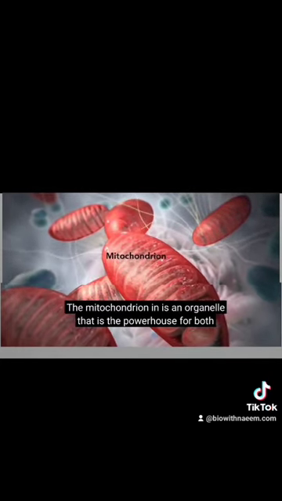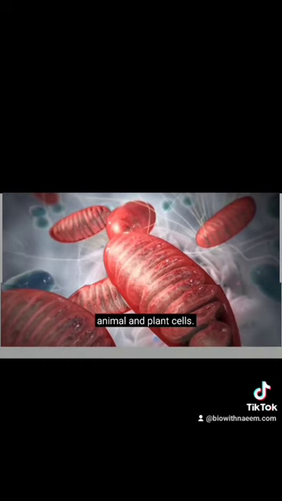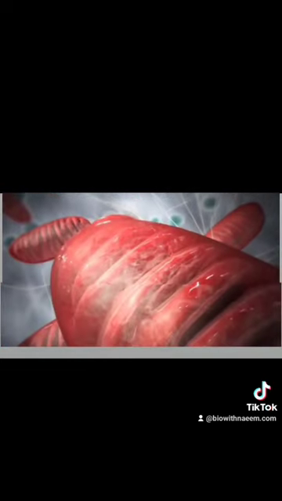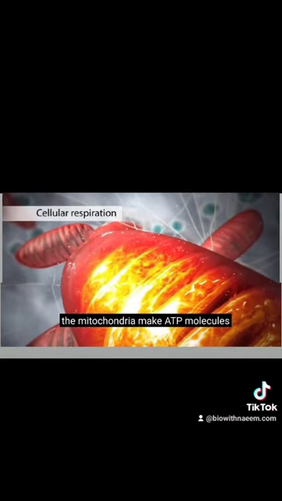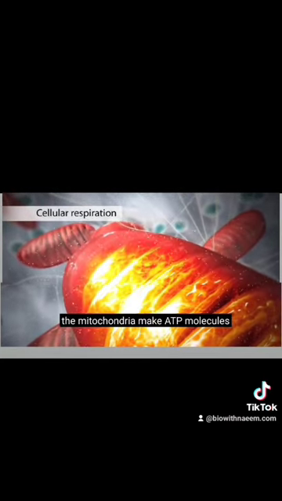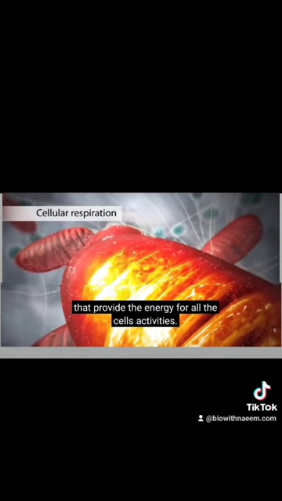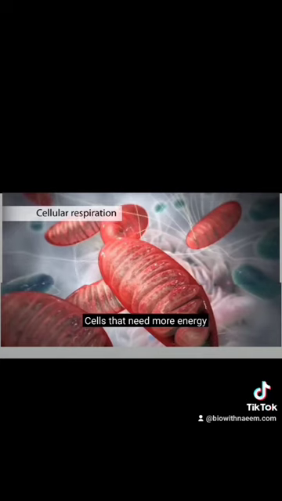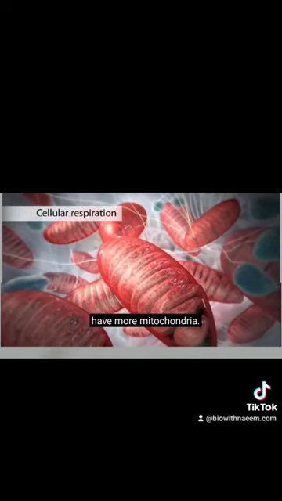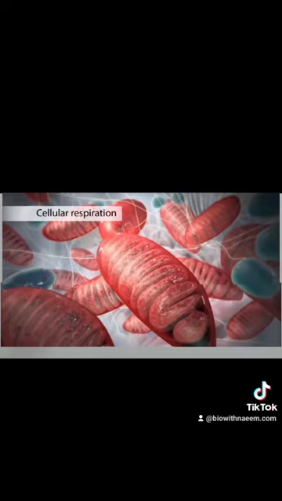Mitochondria is an organelle that is the powerhouse for both plant and animal cells. It produces energy during the process called cellular respiration. Mitochondria make ATP molecules that provide energy for all the activities of the cell. Cells that need more energy have more mitochondria.